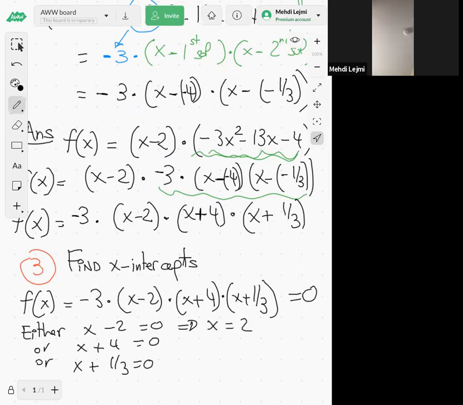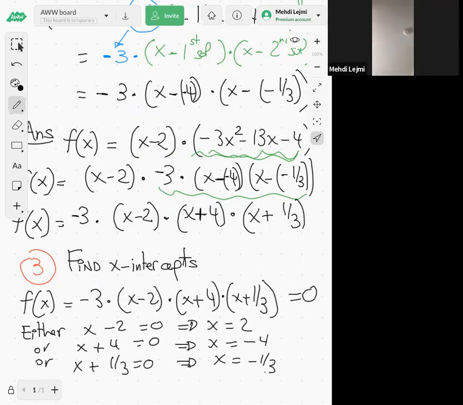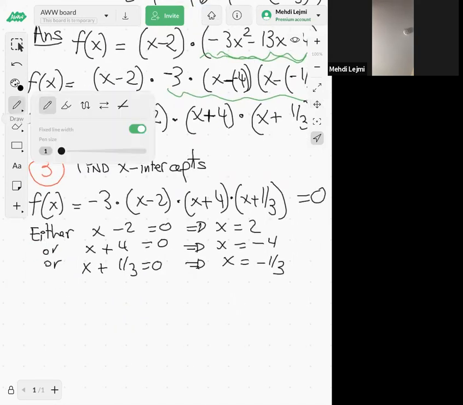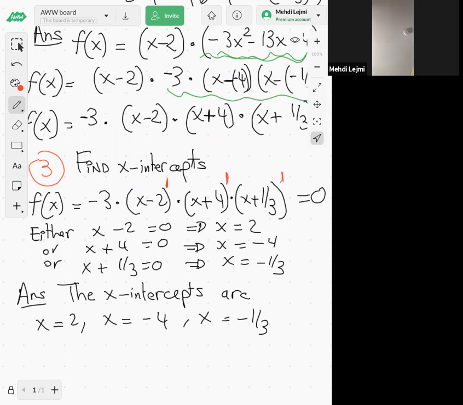So x minus 2 is 0, then x is positive 2; then x is negative 4; and then x is negative 1/3. So to answer the question, the x-intercepts are positive 2, negative 4, and negative 1/3, and like our previous example, all of them are of multiplicity 1, right? Because the power of all the factors here is 1.